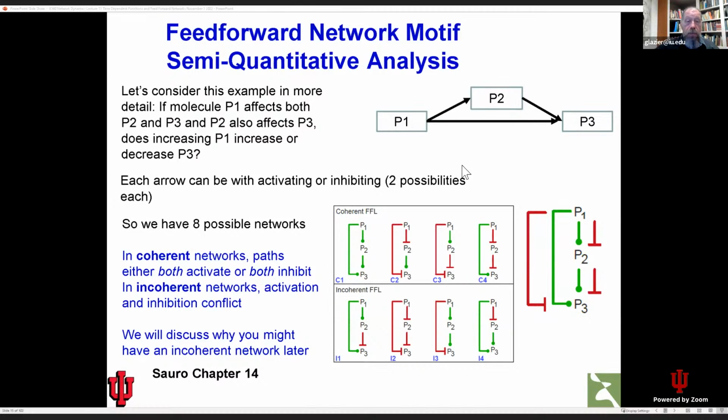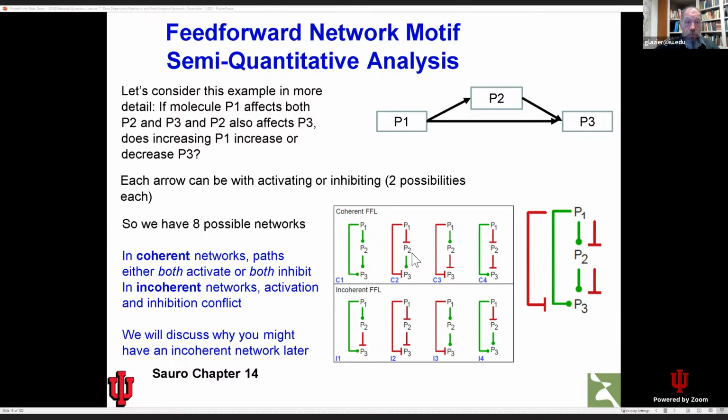But let's just think about all the possible combinations of regulation that we could have. I could have P1 activate P3, P1 activate P2, and P2 activate P3. In that case, if I have more P1, I get more P3 directly. I get more P2, and more P2 means more P3. So both of these circuits are pushing in the same way. That's called a coherent feed-forward network because both paths are trying to do the same thing. Increasing P1 means I get more P3, both directly and indirectly.